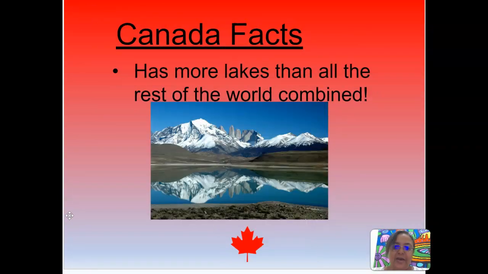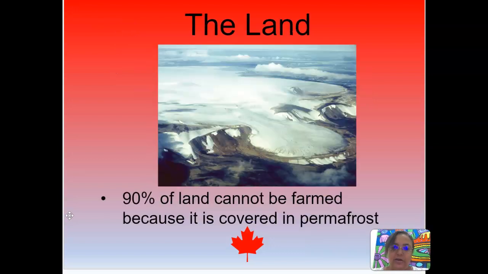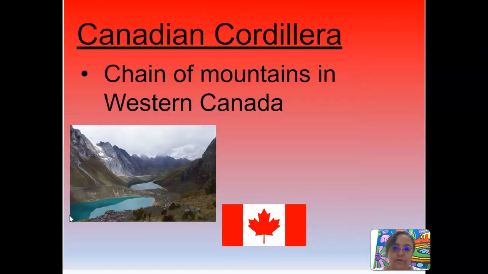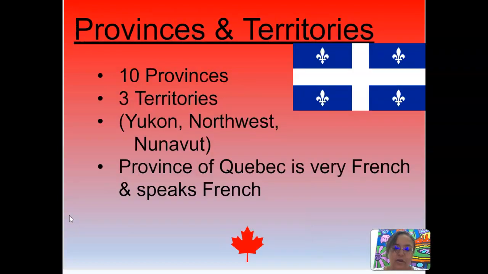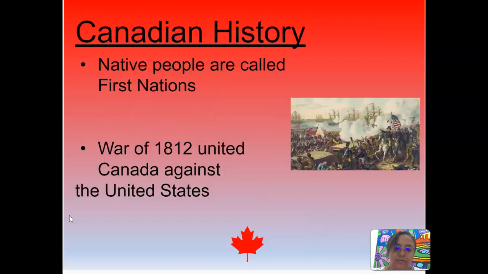Canada facts: it has more lakes than all the rest of the world combined. Land: 90% of land cannot be farmed because it's covered in permafrost. The Canadian Cordillera is a chain of mountains in western Canada. Provinces and territories: there are 10 provinces and 3 territories, Yukon, Northwest, and Nunavut. The province of Quebec is very French and speaks French.